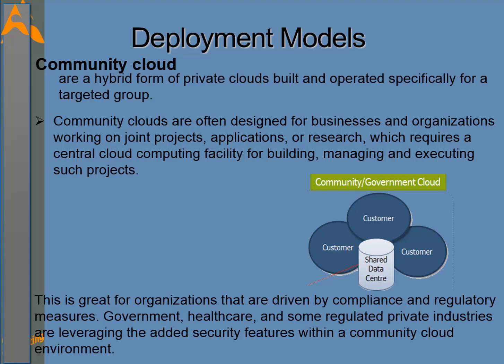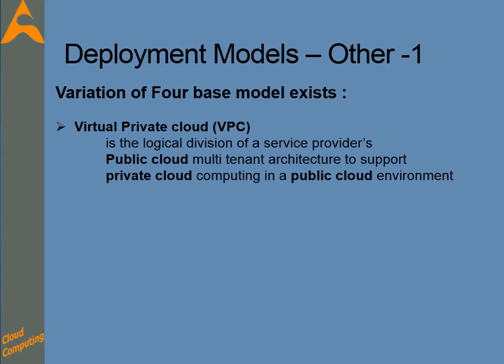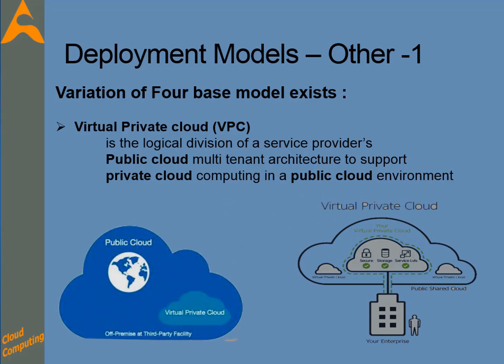Apart from all stated deployment models, there are some other models too. Let's discuss them. Additional variations of the four base cloud deployment models can exist. Examples include virtual private cloud, also known as a dedicated cloud or hosted cloud. This model results in a self-contained cloud environment hosted and managed by a public cloud provider, and made available to a cloud consumer. See the example on the image shown.